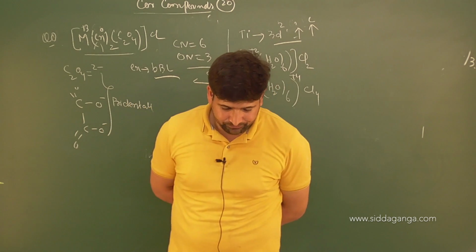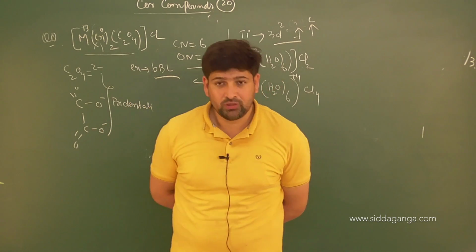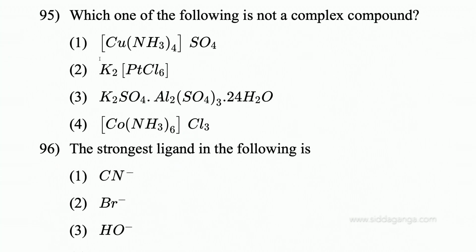Good. Question number 95. Which of the following is not a complex compound? Simple. A complex compound will not give you a test for everything. The question is which of the following is not a complex compound? The correct option is option 3 because this is potash alum.